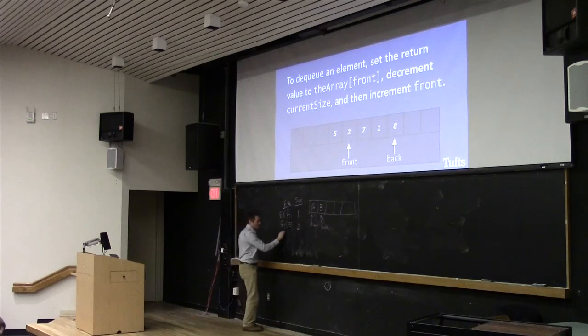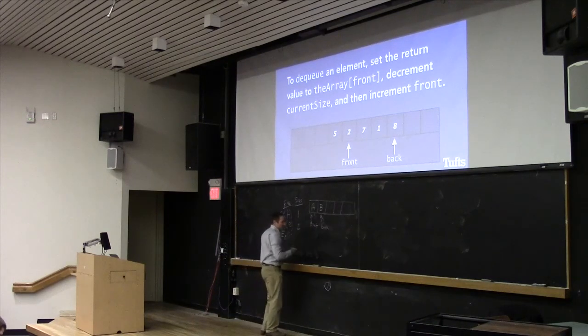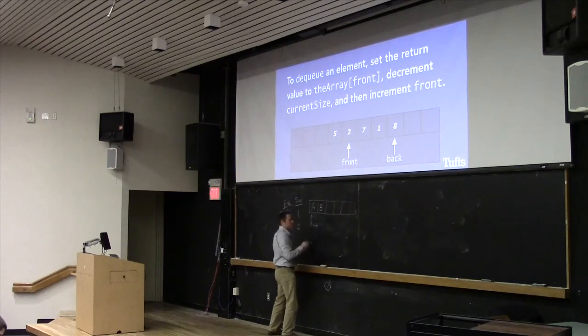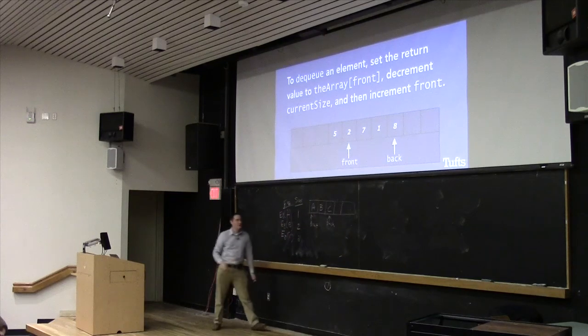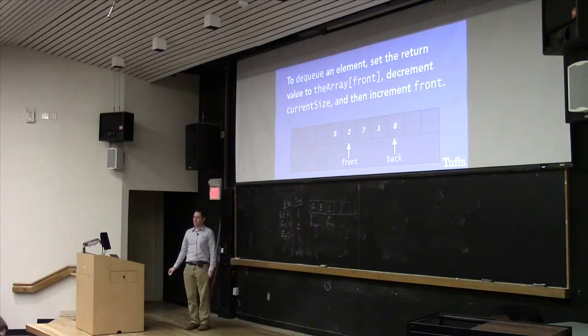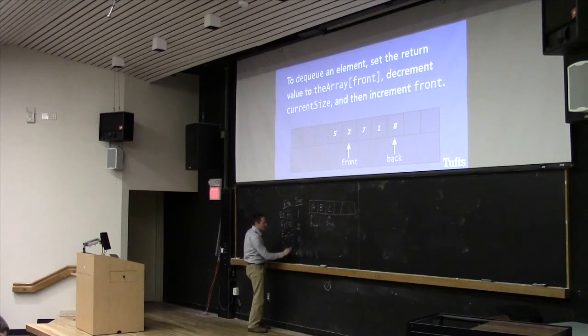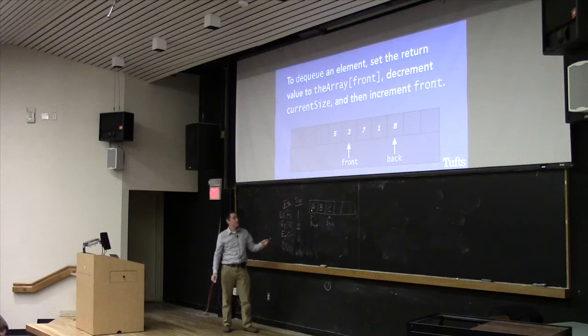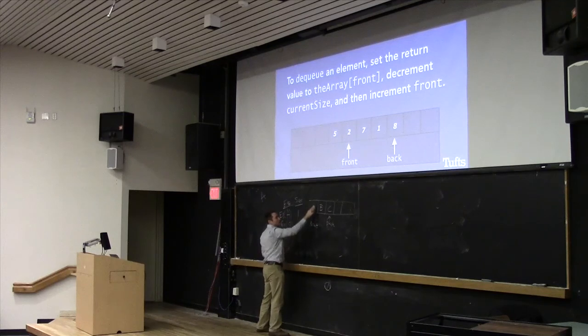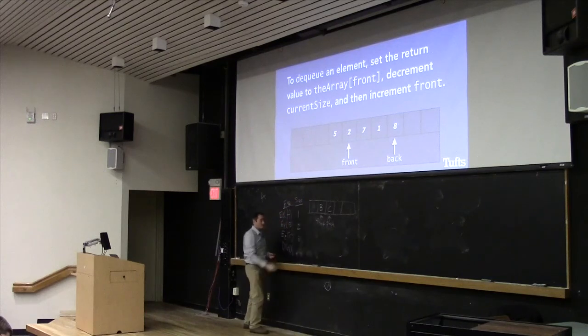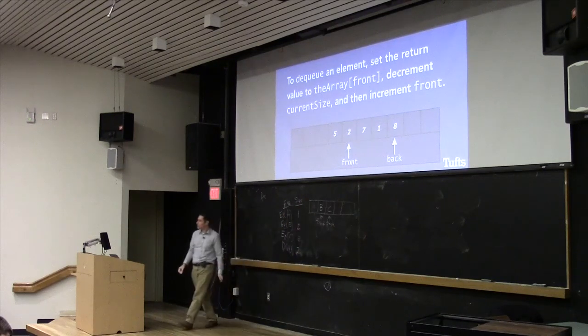Let's do the same thing for C. Enqueue C. It's going to increment back, and then we're going to put C in there. So back is going to be here, and C is going to be there, and the size is 3. All right. Let's dequeue. We're just going to DQ, not Dairy Queen, DQ, as in queue. We're going to return the value A, so we get A out of here. And we're going to make front point to the new front. And we're going to make sure our size is now 2.